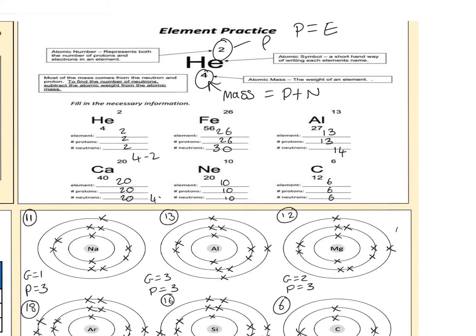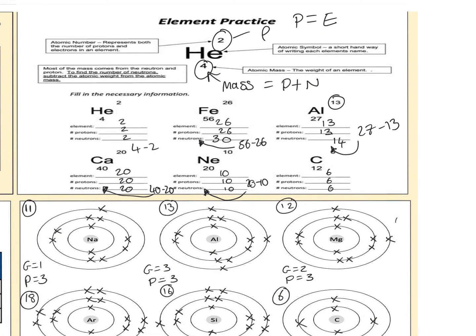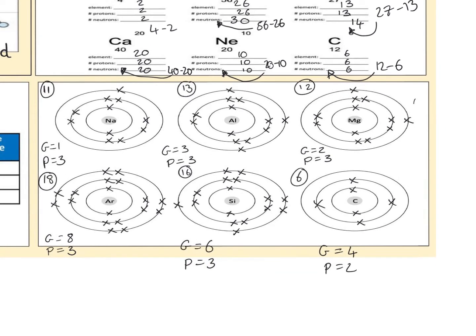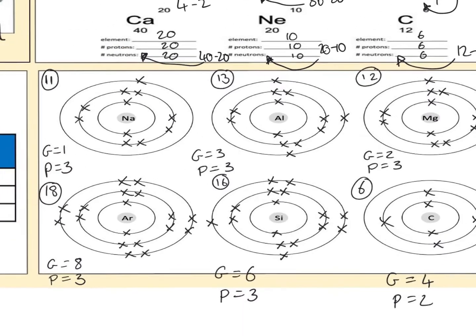Okay, same here, 40 minus 20 to give us the neutrons. This one then is 56 minus 26 to give us the neutrons. This is 20 minus 10 to give us the neutrons. This is 27 minus 13 to give us the neutrons. Remember, it's easy to do the protons because it's just the number there. And then this one is 12 minus 6 to give us the neutrons. So protons is always the smallest number, and then neutrons is the mass number, take away the atomic number.